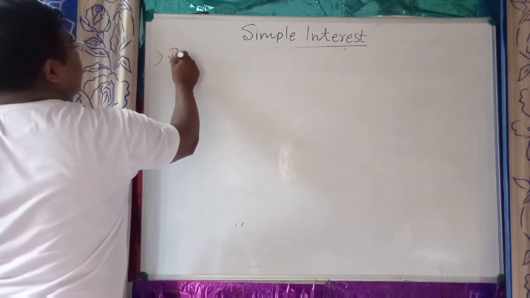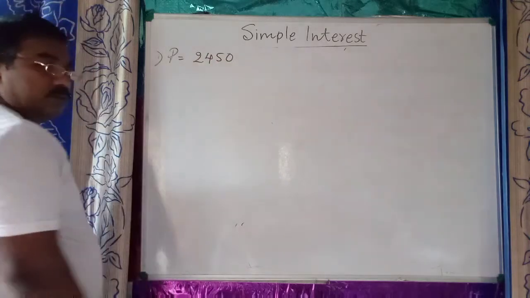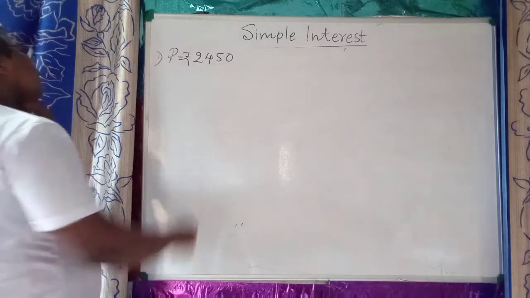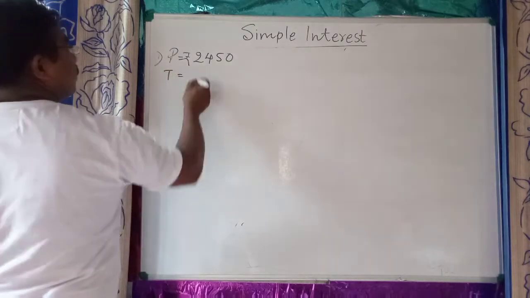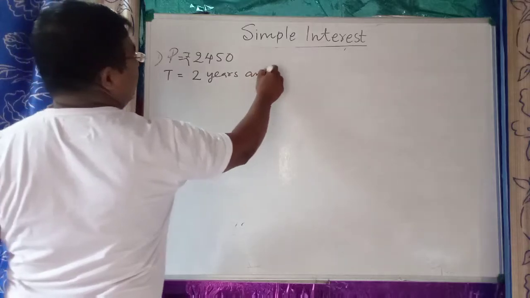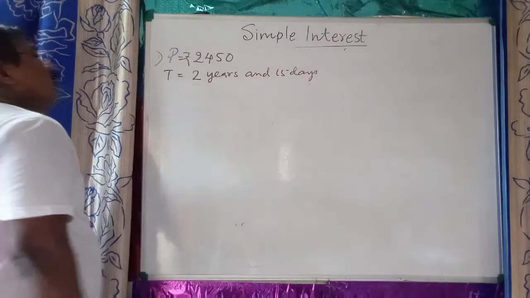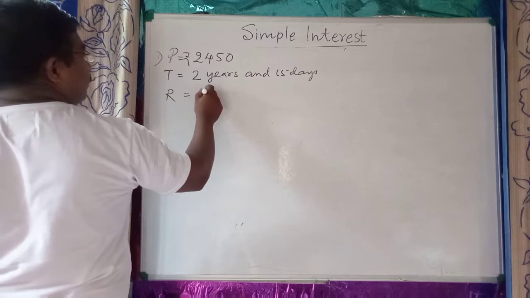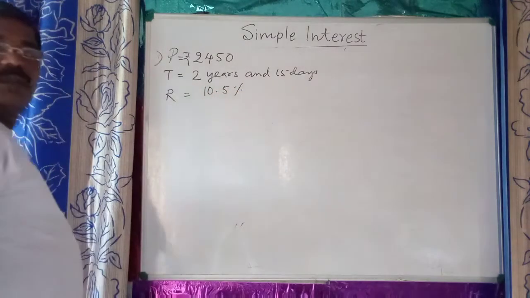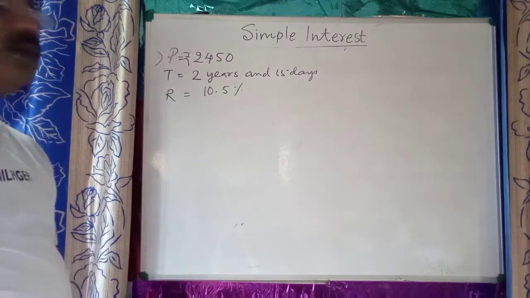A principal is 2,450 rupees. Time is 2 years and 15 days. A rate is 10.5%. Now see, it is in decimal number. The percentage rate of interest is in decimal number.